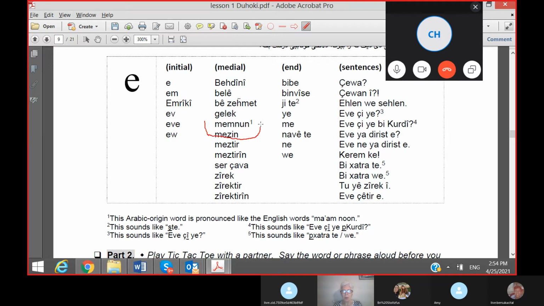Now, the word mamnoon, you'll notice in the footnotes, is an Arabic origin word, and it is not pronounced as typical Kurdish Latin script spelling would show you. Instead, it's pronounced with the ah sound, mamnoon. And we don't have that ah sound in Behdini.